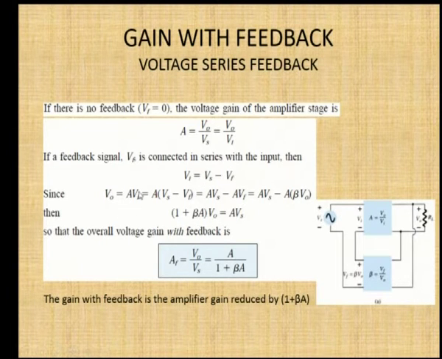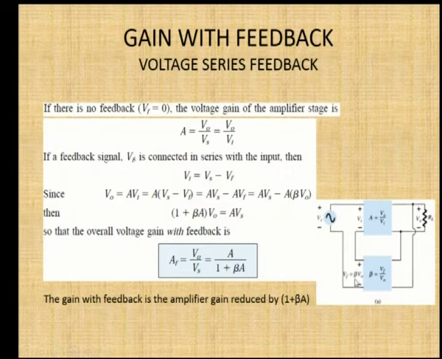So, V naught is equal to A into Vi. We know what Vi is if the feedback is given. So, it is Vs minus Vf, and after substituting Vf is equal to beta V naught, because Vf is the feedback voltage.